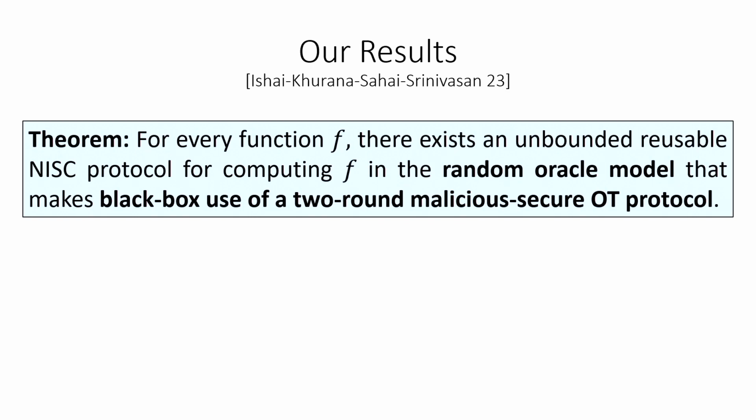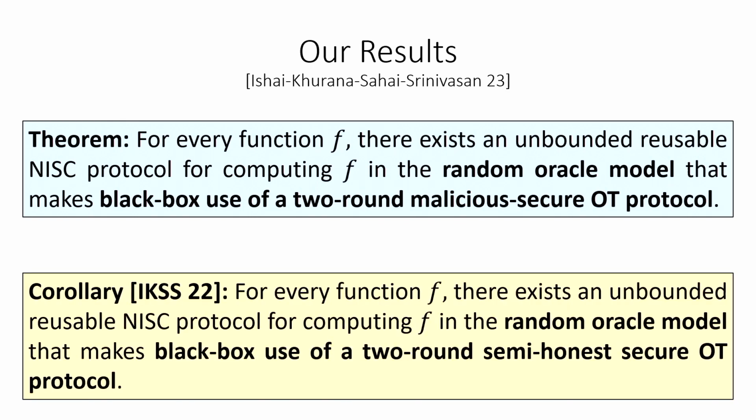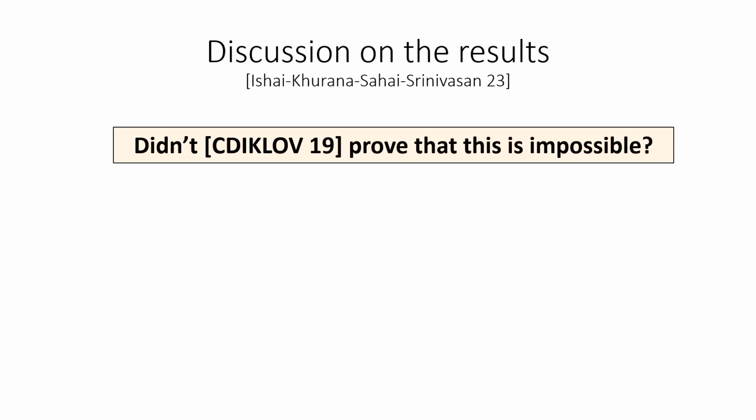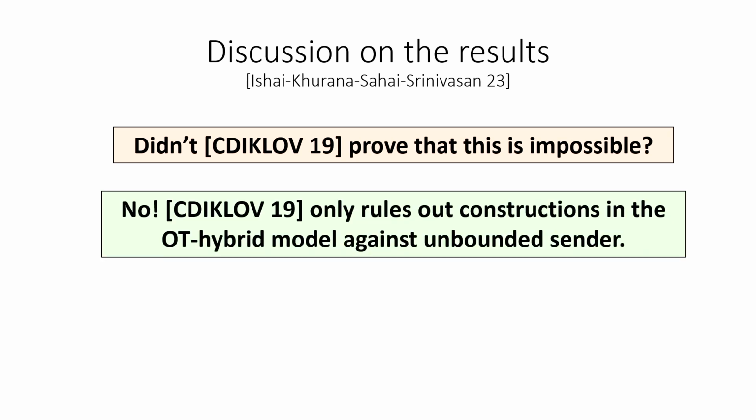And we just note that the previous work last year by the same authors shows how to construct a malicious secure OT protocol in the random oracle model from black box access to a 2-round semi-honest secure OT protocol. So as a corollary, we can actually relax this requirement of malicious secure OT protocol to semi-honest secure OT protocol. And you might be wondering at this point, is this a contradiction to the negative results of Chase et al.? Chase et al. proved this was impossible. And in fact, they did not.